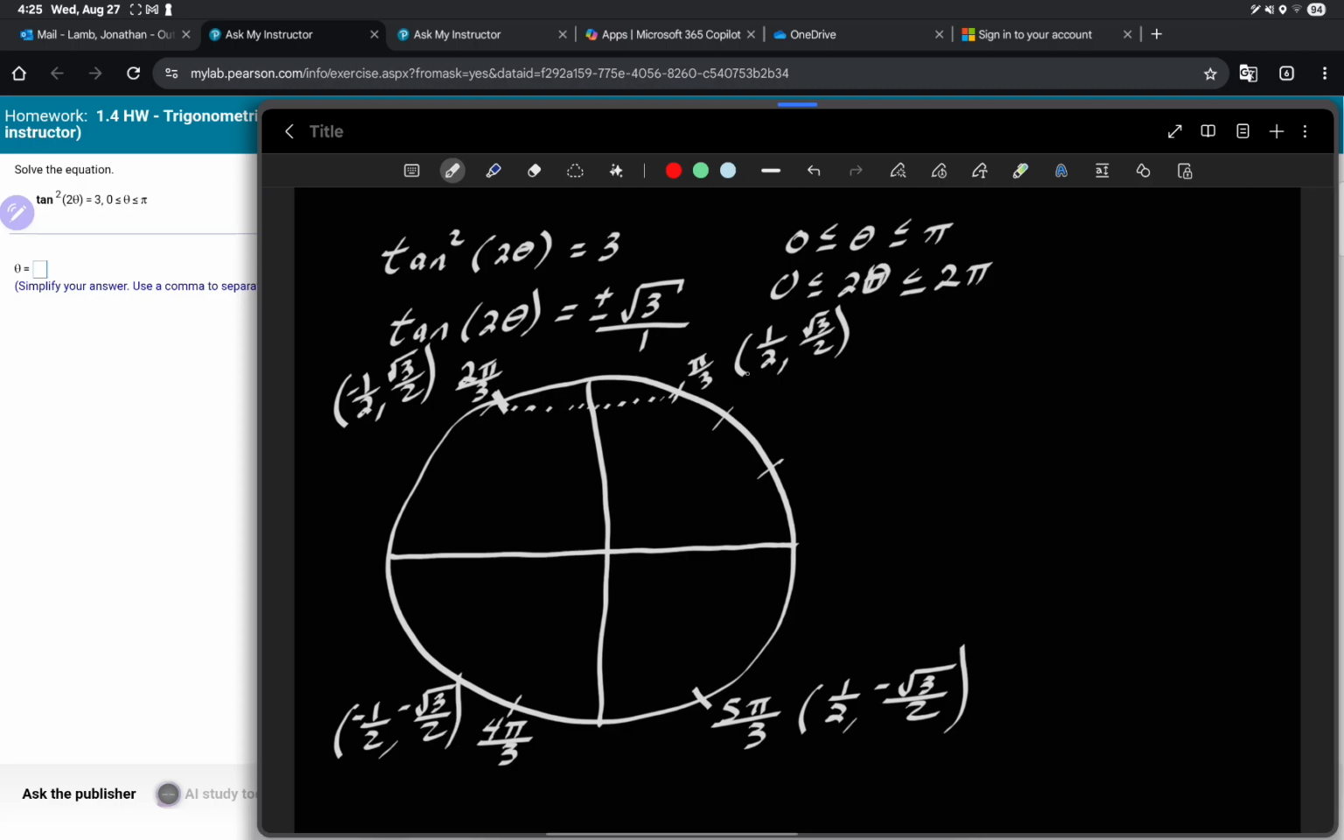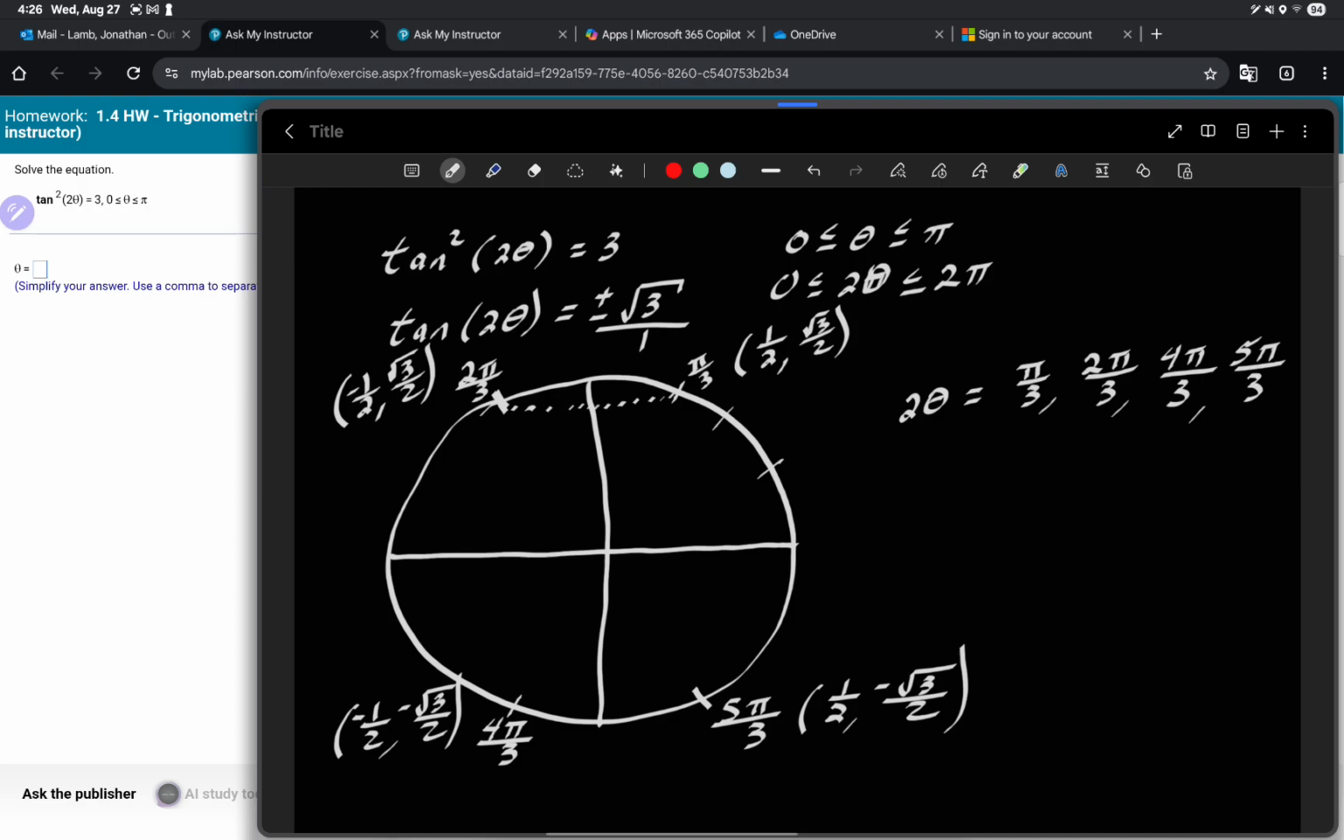So the tangent of pi over 3 and the tangent of 4 pi over 3 would both give me this positive square root of 3 over 1. The tangent of 2 pi over 3 and the tangent of 5 pi over 3 would both give me the negative square root of 3 over 1. So all of these angles are solutions. So I would say, well, 2 theta could equal any of these values: pi over 3, 2 pi over 3, 4 pi over 3, and finally 5 pi over 3.